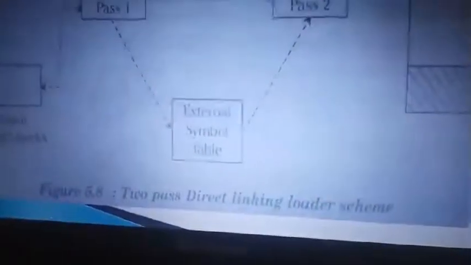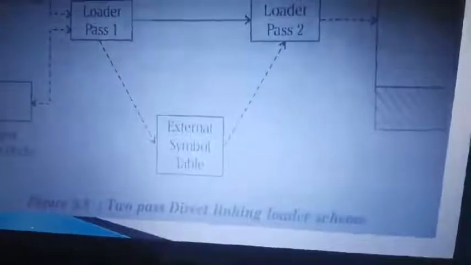The direct question is: explain the direct linking loader. A direct linking loader is a loader which executes in two passes. They don't explicitly phrase the question as define or explain the two-pass direct linking, but a direct linking loader performs in two passes. So to explain direct linking, you need to explain the two passes of a direct linking loader.